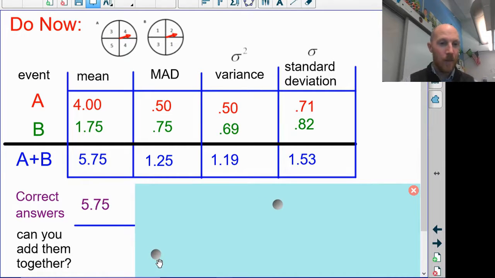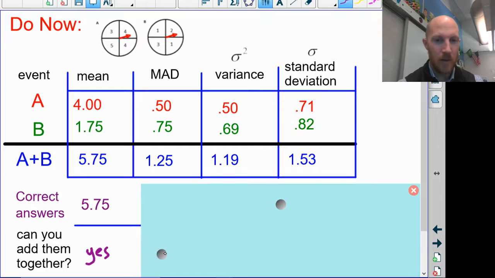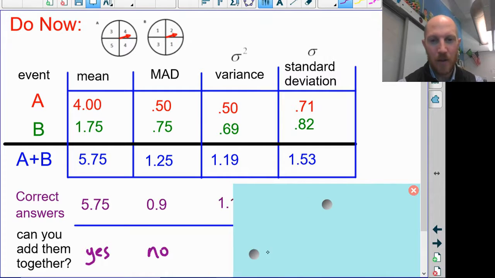Let's compare the answers you just got by adding the answers for A and B in red and green to the correct answer, which is in purple, and see if they worked correctly or not. So I got 5.75 when I added the means, and when I recalculated, I also got 5.75. So yes, I could just add those two red and green means together. What about the mean absolute deviation? 1.25 when I just added, and 0.9 when I recalculated. So those are not the same.